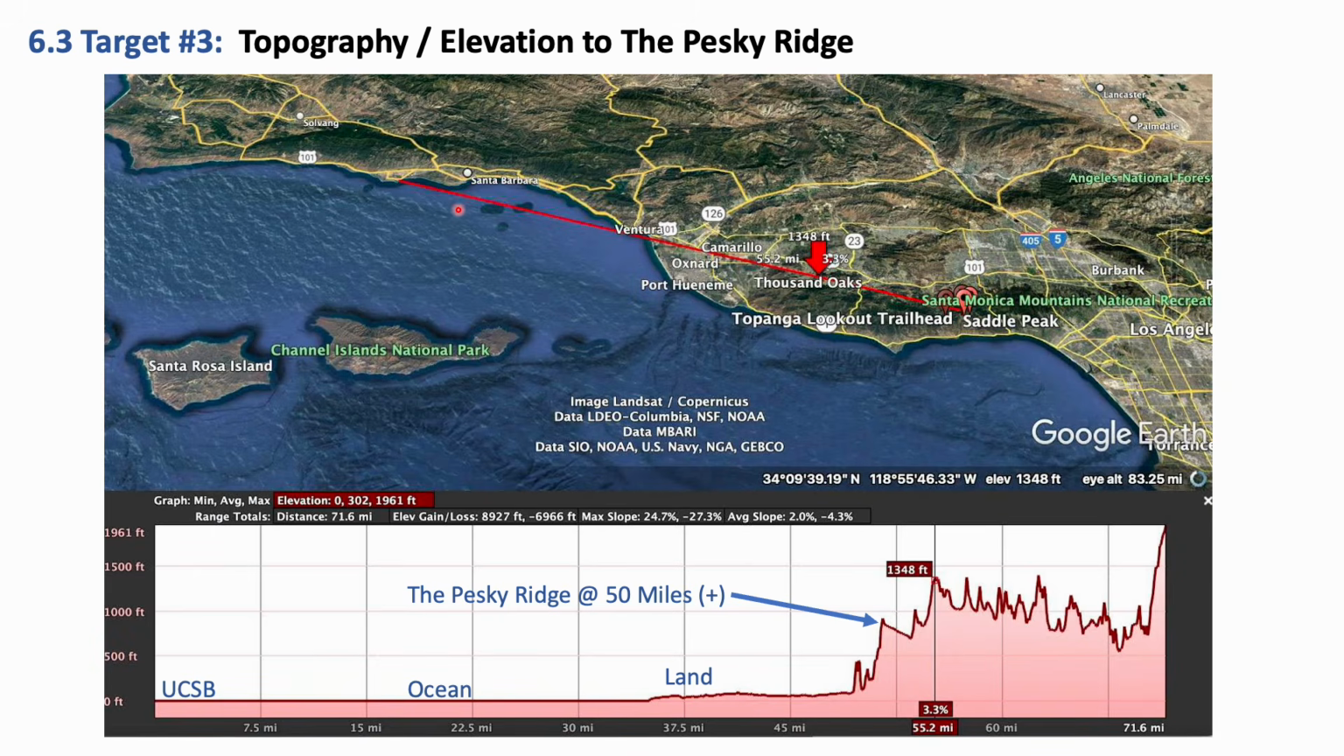This is an elevation profile between UCSB here and Saddle Peak. It shows the elevation from UCSB until it hits the land at just over 30 miles here in Ventura. As it crosses the Oxnard, Camarillo area, it stays generally under 70 feet until it hits the foothills. And then the Pesky Ridge here is at about 900 to 1,000 feet at just over 50 miles. And then Saddle Peak back here, just above Malibu, is 2,789 feet at about 72 miles.